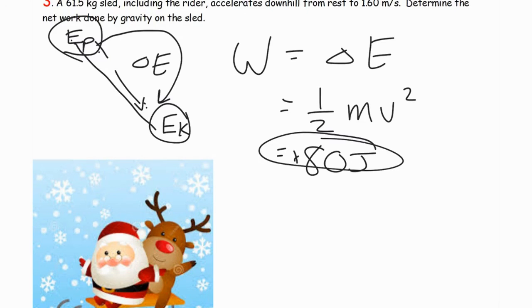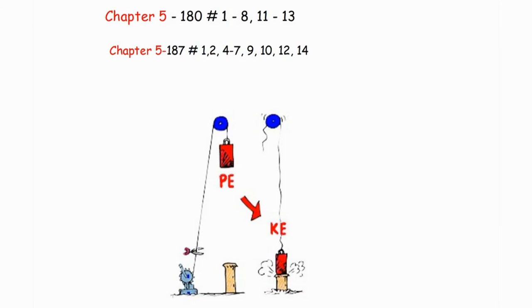So lots of questions this week dealing with conservation of energy, revisiting work questions. These are work energy theorem questions. But as you work through these questions this week, if you do have any questions, feel free to post them in the stream and we will answer them.